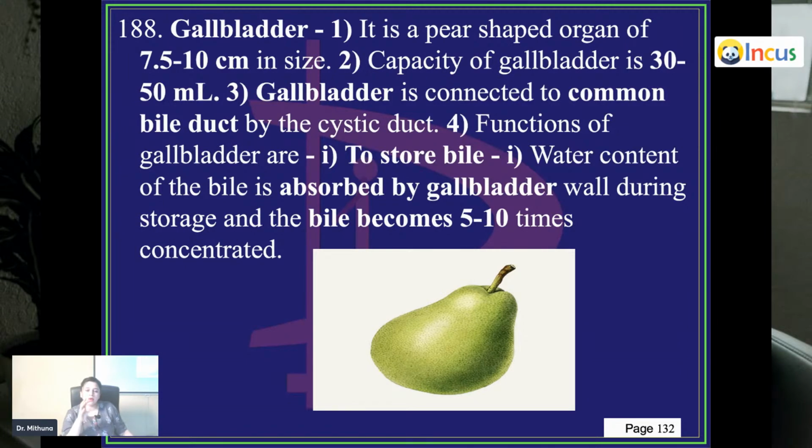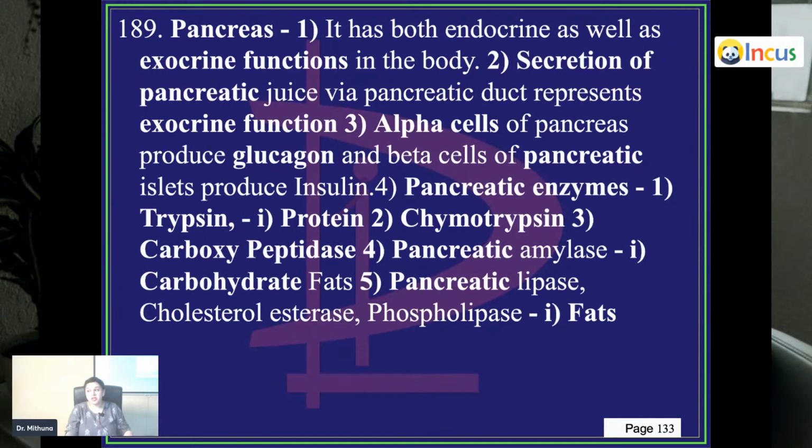All of it is getting mixed, the bile which is being produced by the hepatocytes along with water, everything gets stored in the gallbladder. All that excessive water is being absorbed by the gallbladder, and whatever bile is in the gallbladder becomes more concentrated, 5 to 10 times.